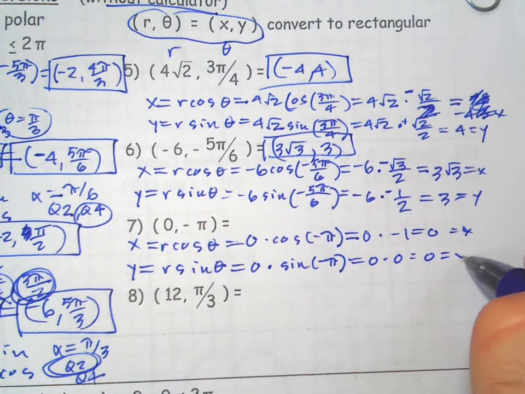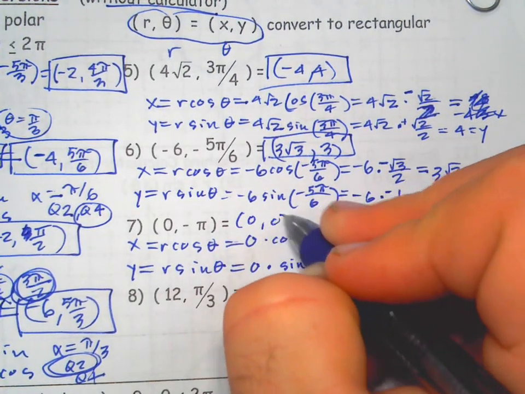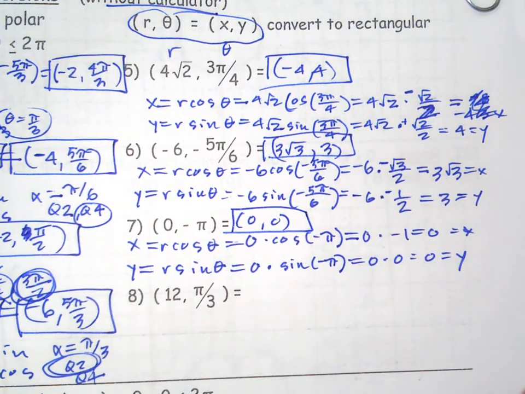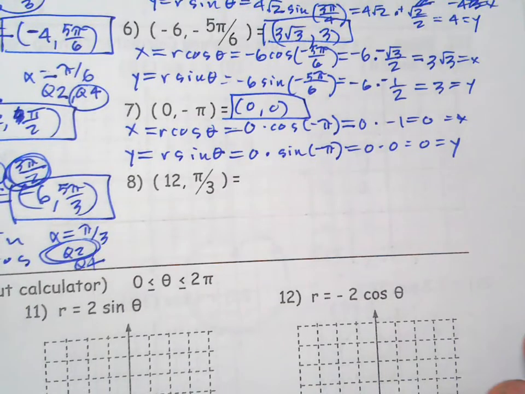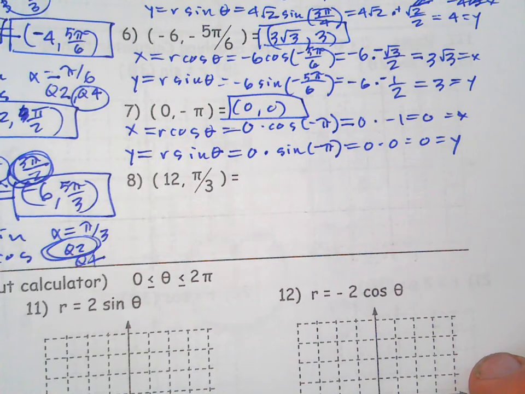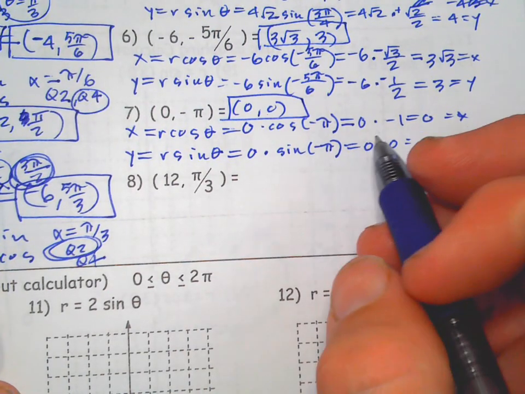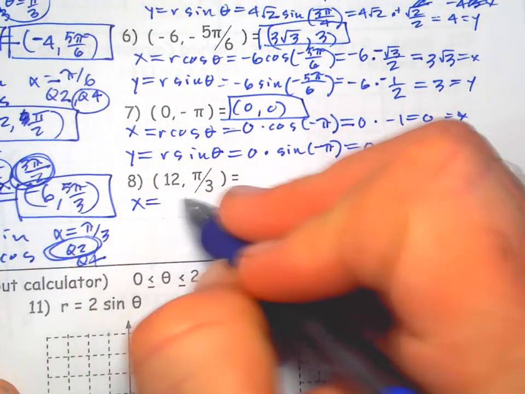But there's the work. 0, 0. Now, these ones we can't write multiple answers. This is xy coordinates. There's only one xy coordinate pair that'll get you to one location. Okay, last one of these.